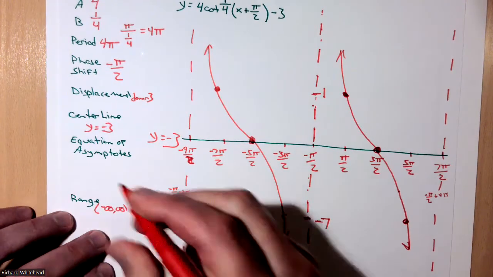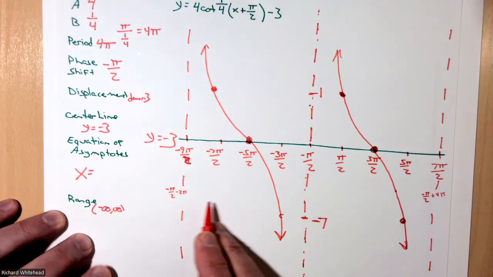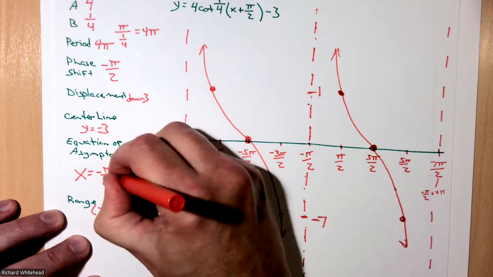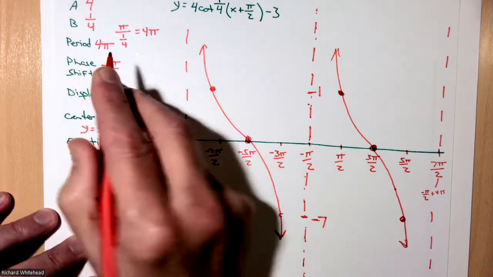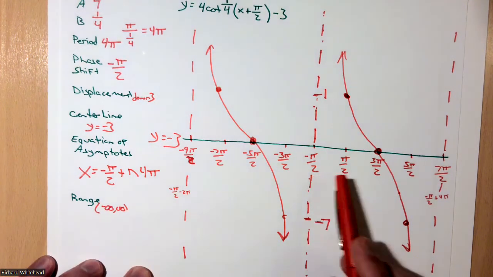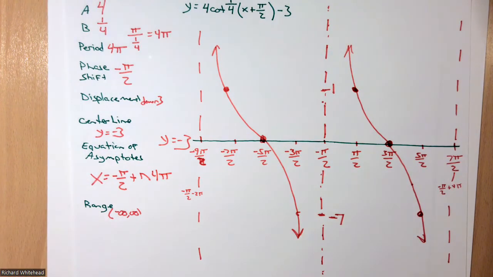And then you'd say, okay, here we go, the asymptotes. So pick any asymptote. Well, how about that negative pi over 2 right there in the center? Plus n times the period, n times 4 pi, the end. Because I've just got an asymptote every 4 pi spaces. All right, so there's a tan and cotan example.